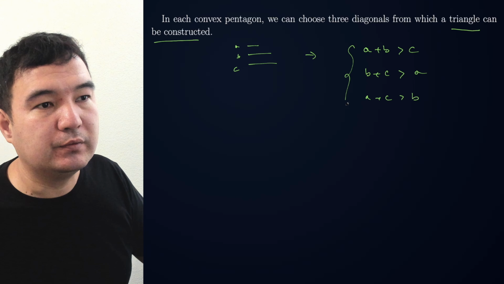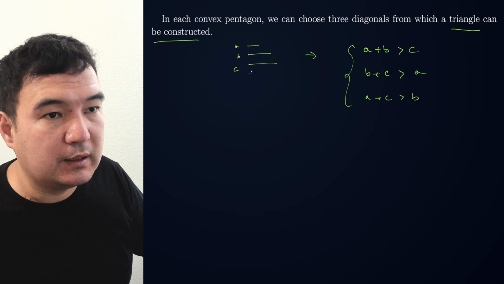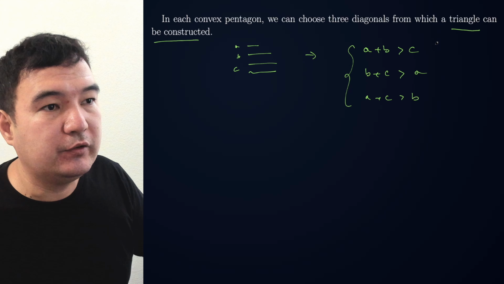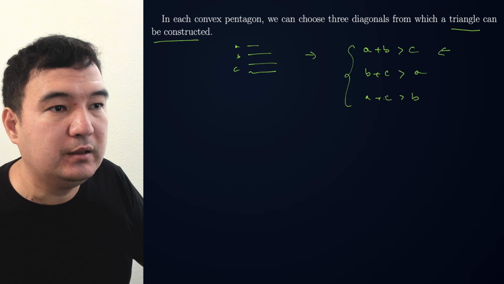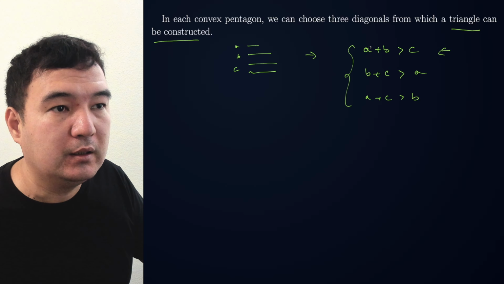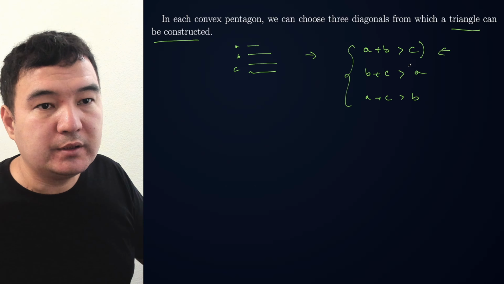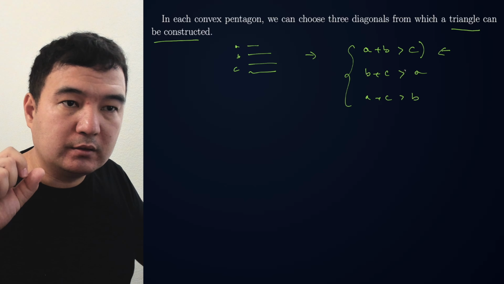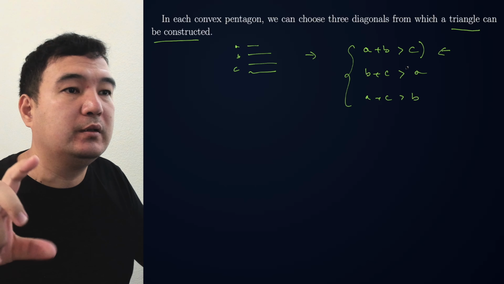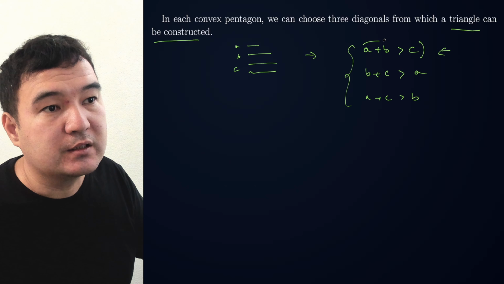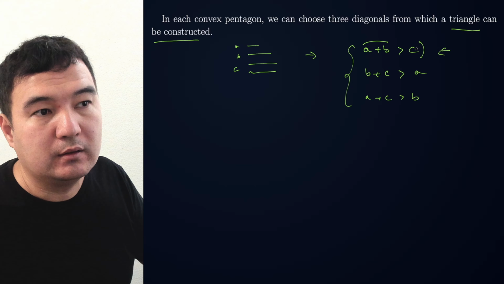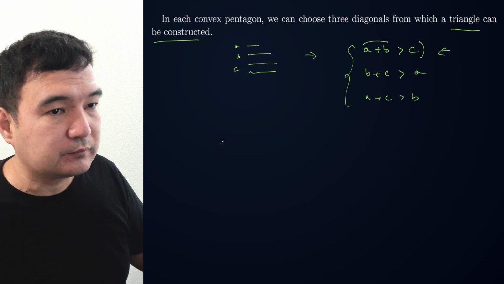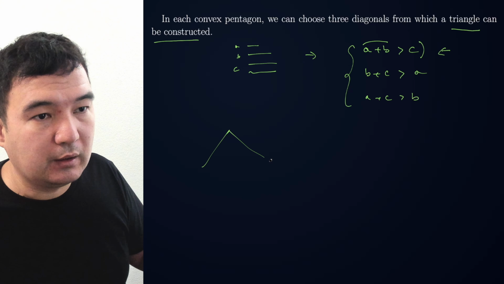But if C is the longest one, and you prove the first one, the other two are obvious, because C is greater than A, and C is greater than B. So there are 3 triangle inequalities, but the most important one is to prove that the sum of the 2 shorter segments is greater than this longest segment. Now let's draw a pentagon.